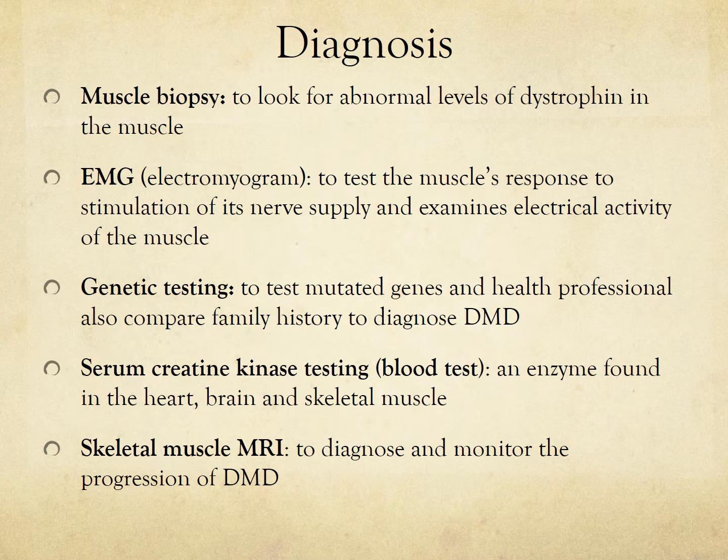Diagnosis. Muscle biopsy: it looks for abnormal levels of dystrophin in the muscle. Electromyogram: it tests the muscle's response to stimulation of its nerve supply and examines the electrical activity of the muscle. Genetic testing: it tests the mutated genes, and health professionals also compare family history to diagnose Duchenne muscular dystrophy.